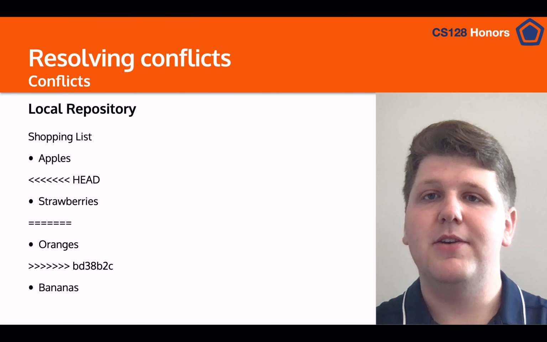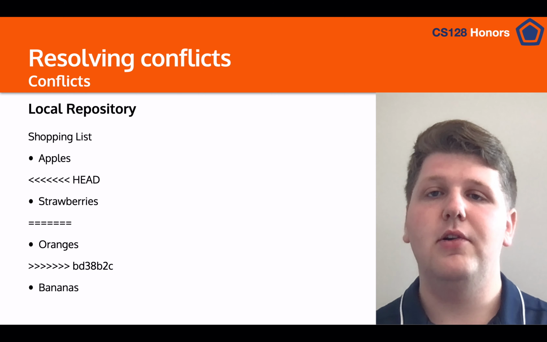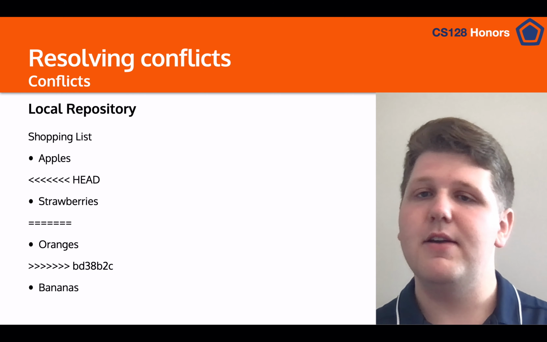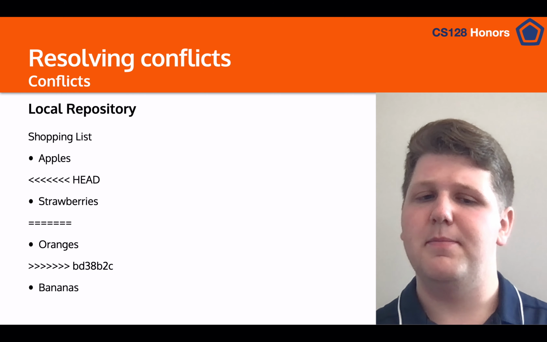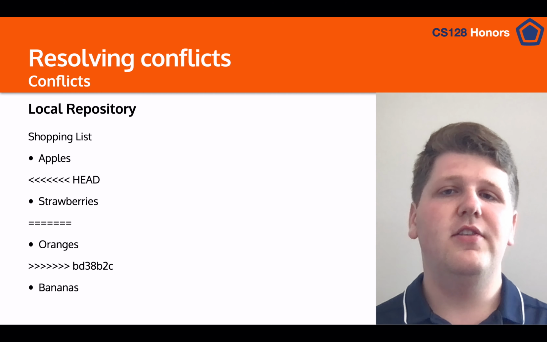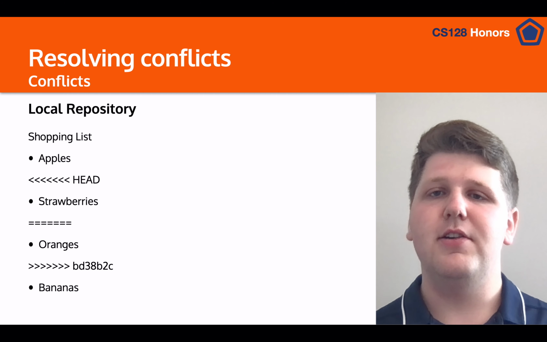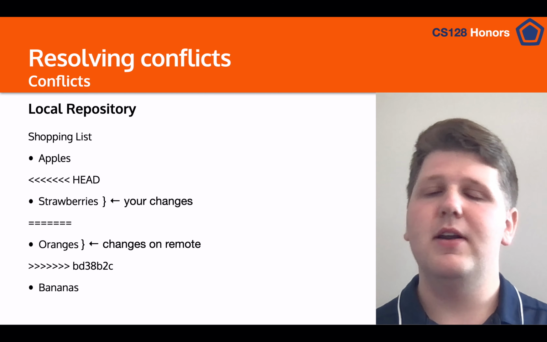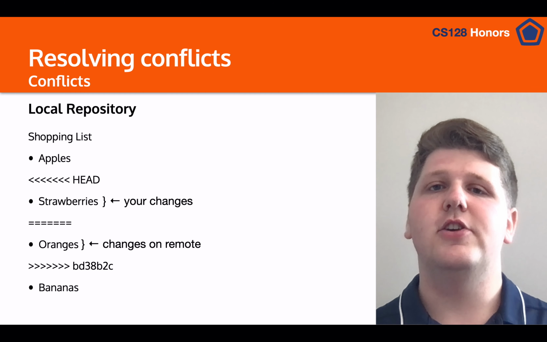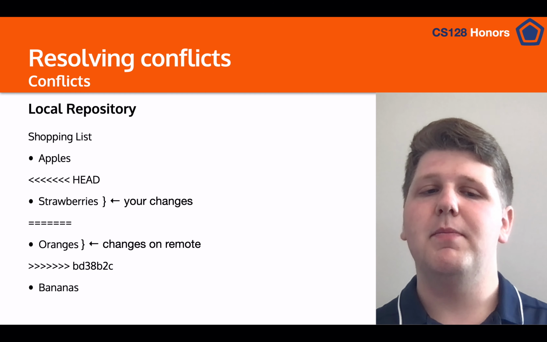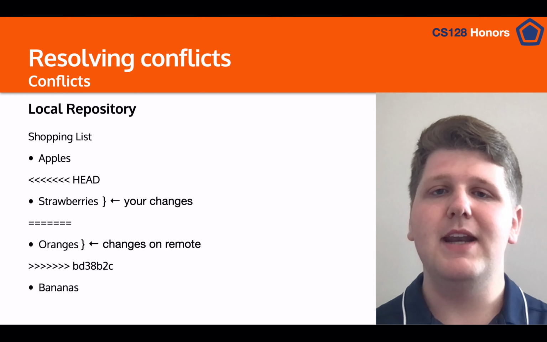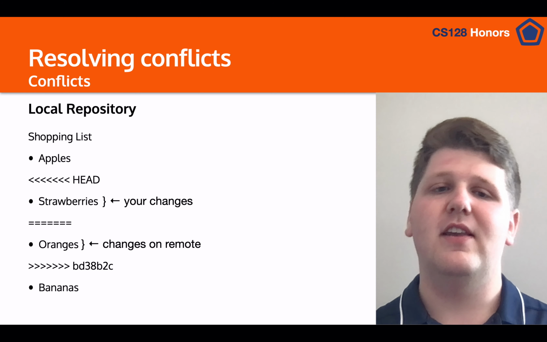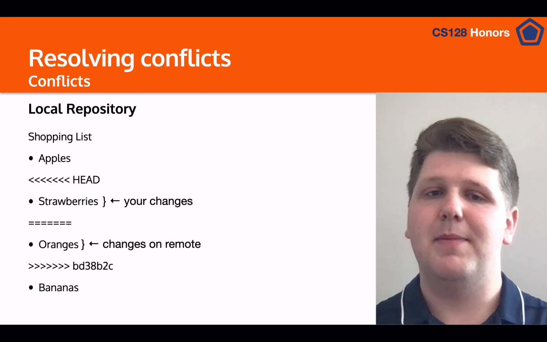Going back to our shopping list example, you can see on the left, now that I've pulled the changes from GitHub, there are these less than signs, equal signs, greater than signs, and a commit hash. What does all this mean? Well, it's actually Git's very clever way of telling us exactly what's going on. The part between HEAD and the equal sign are the changes that we made, whereas the part between the equal sign and the random commit hash associated with the conflicting commit is the changes that someone else has made, or that we in the past have made.